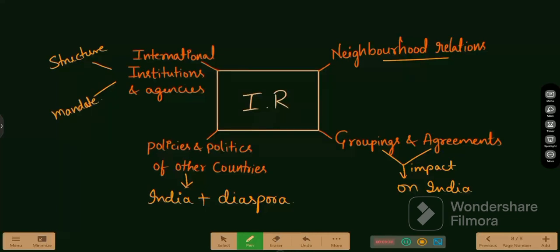So this is the syllabus of IR mentioned in GS2. So you need to study the relations between India and its neighbors as well as its extended neighbors, groupings and agreements of India and their impact on India, and effects of policies and politics of other countries on India and its diaspora, and important international institutions and agencies, their structure and mandate you need to know. So this is how we completed the syllabus of GS2. I hope you are able to understand, and this method will definitely help you to remember and recall the syllabus of GS2 easily.